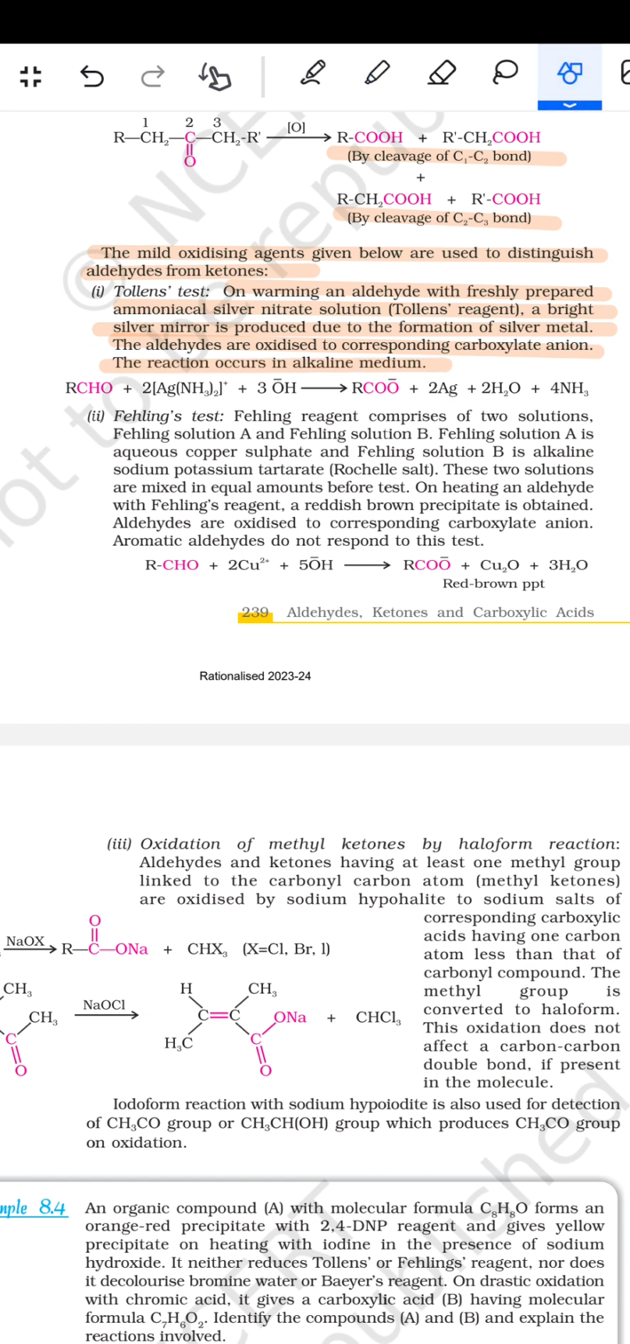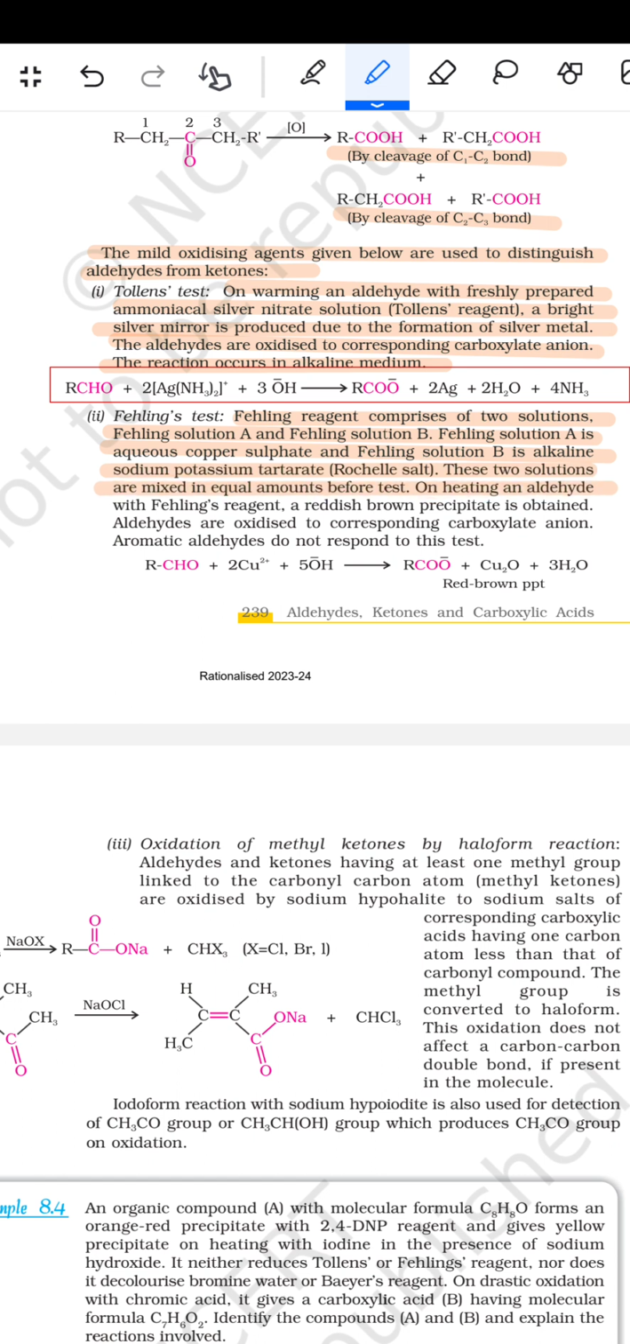तो इसका रिएक्शन कुछ इस प्रकार से बनेगा कि RCHO [Ag(NH3)2]+ प्लस और फिर R माइनस COO माइनस, Ag प्लस H2O प्लस 4NH3 बन जाएगा. Fehling test. Fehling reagent comprised of two solutions, Fehling solution A and Fehling solution B. Fehling solution A is aqueous copper sulfate and Fehling solution B is alkaline sodium potassium tartrate, जिसको रोशेल साल्ट कहते हैं. These two solutions are mixed in equal amounts before the test.